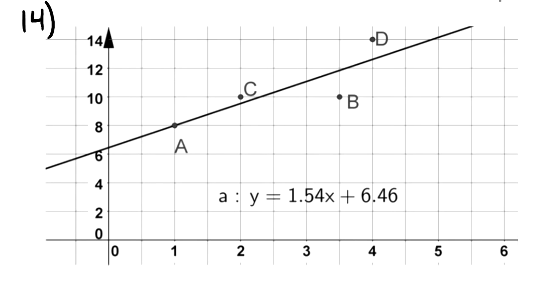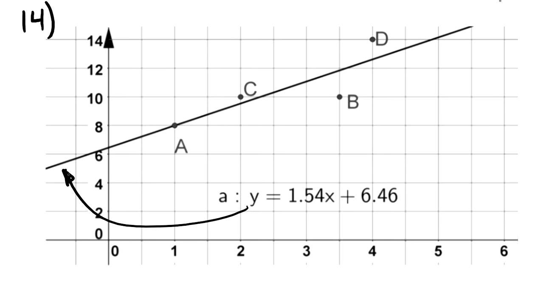In question 14, 4 data points are plotted on this Cartesian coordinate plane. We're looking at a scatter plot. In addition, we can see the least squares regression line, and we're also given its equation. So this equation, y equals 1.54x plus 6.46, is the equation of this least squares regression line.